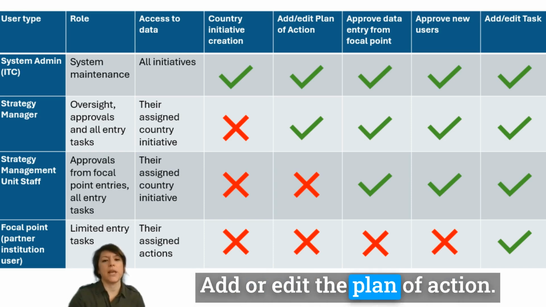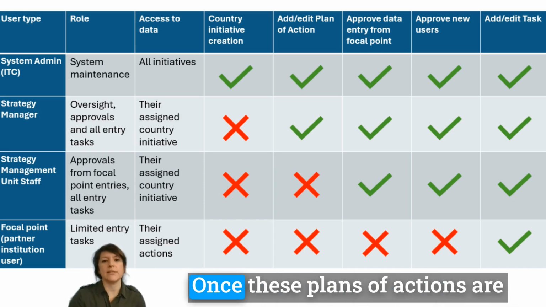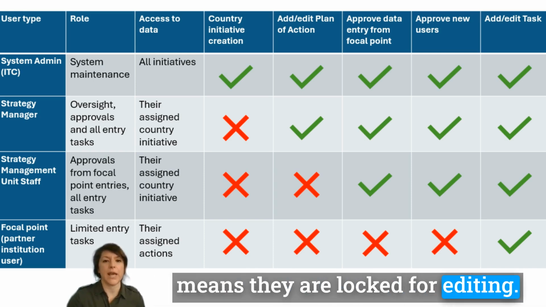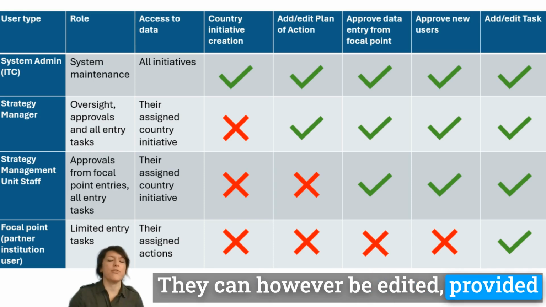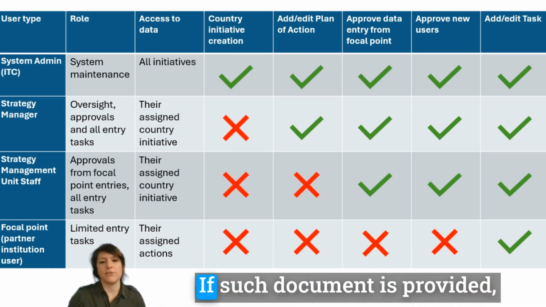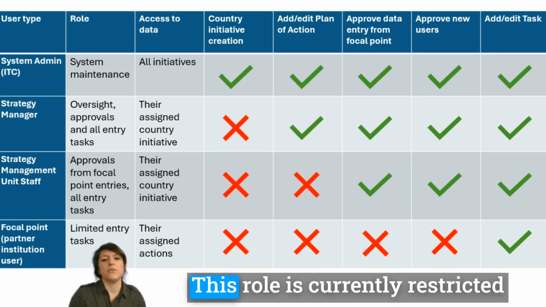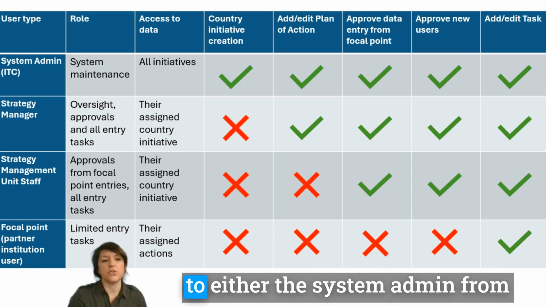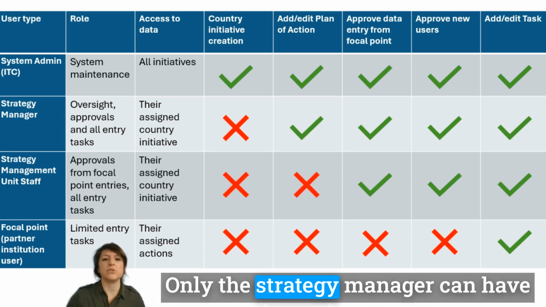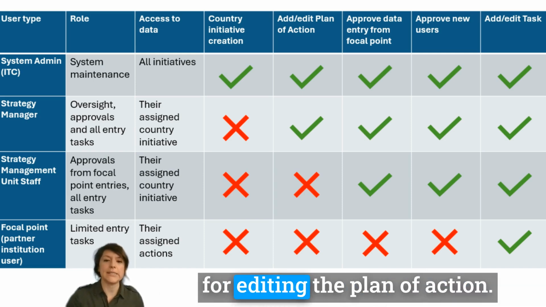Add or edit the plan of action. Within each initiative, you will have a variety of plans of actions. Once these plans of actions are validated by government decree, this means they are locked for editing. They can, however, be edited, provided that there is a justification for approval for amendment of the plan of action. If such a document is provided, there is an option to add or edit a plan of action. This role is currently restricted to either the system admin from ITC or the strategy manager. Only the strategy manager can have the right to upload a proof document for editing the plan of action.